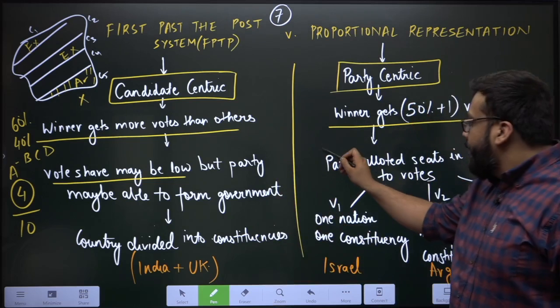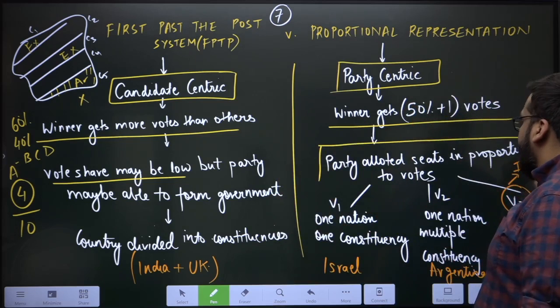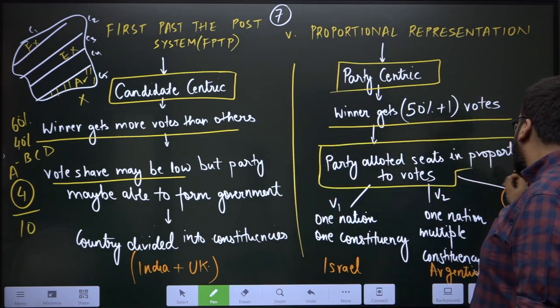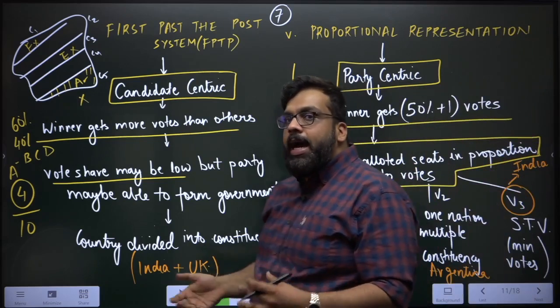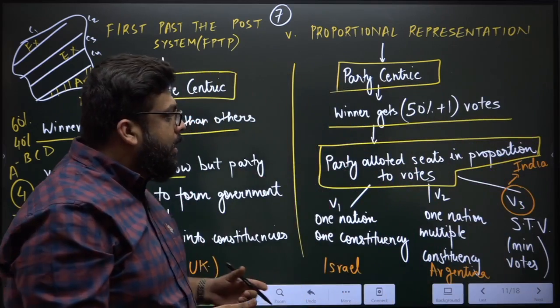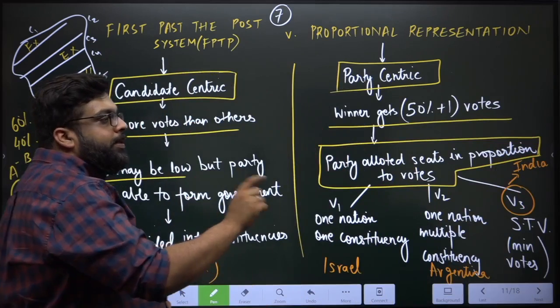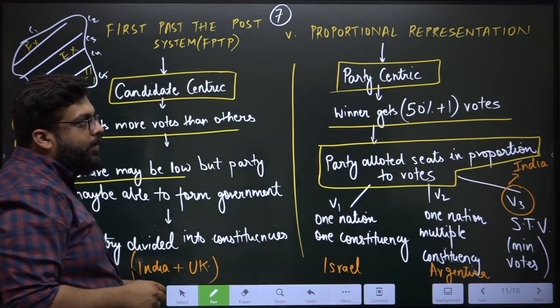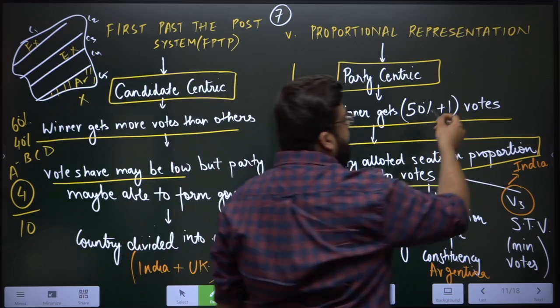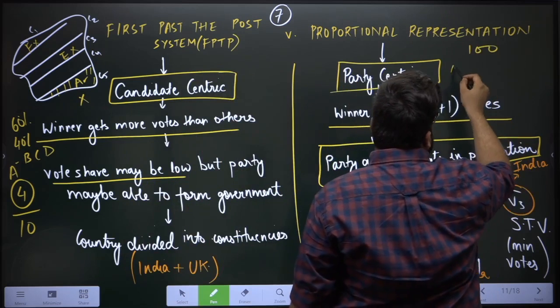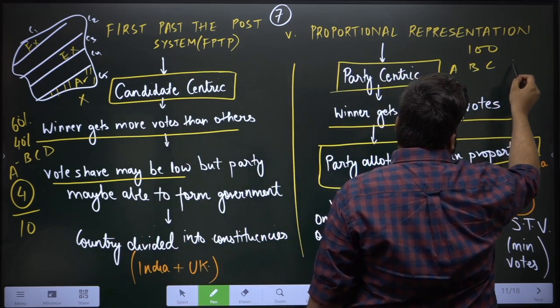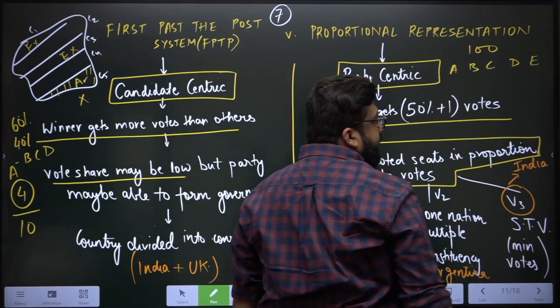However, in proportional representation, the basic principle here is that the parties are allotted seats in proportion to the votes that they get, which basically means, let us say there are a total of 100 seats, and let us say there are 5 political parties, right?